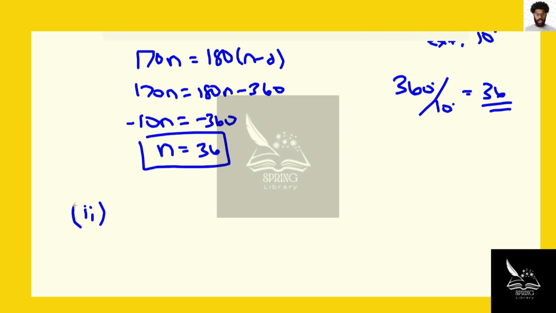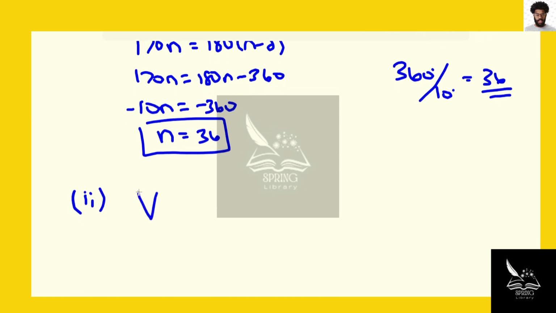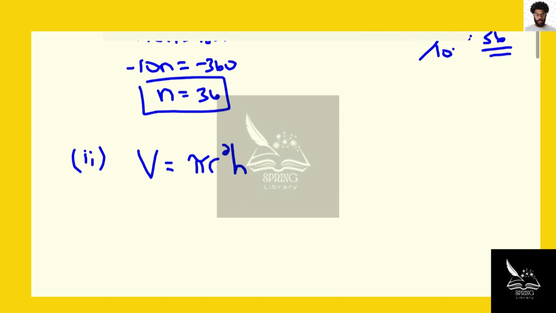In the second question, the formula for the volume of a cylinder is pi r squared h. If the diameter is 14, then the radius is 7, and the volume is 1848. So we'll substitute that for V. We want to determine the height, and we want to use 22/7 for pi.